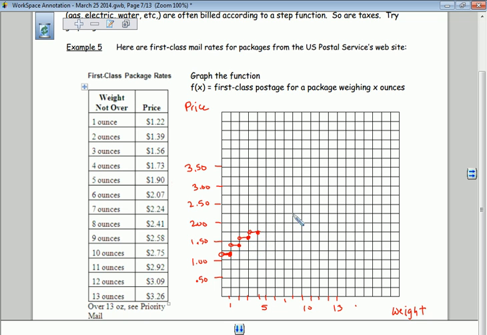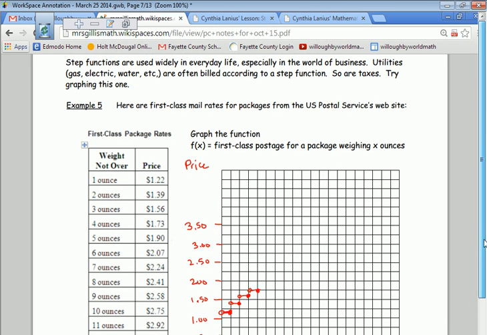Okay, and you see what this looks like. What does it look like? It looks like stairs. Okay. What this is, we'll refer to it as a step function, because it looks like stairs or steps. And so anything that a company would either round up or round down, we can display graphically using a step function.